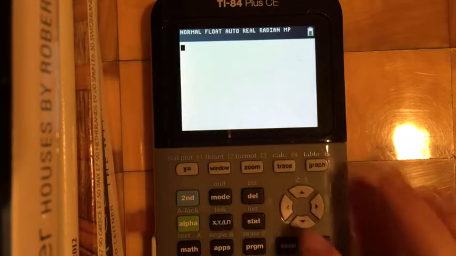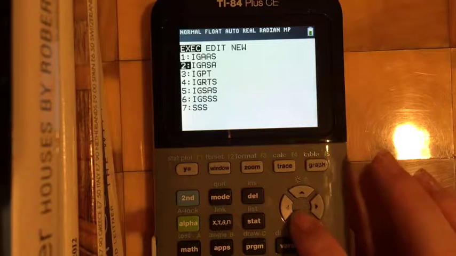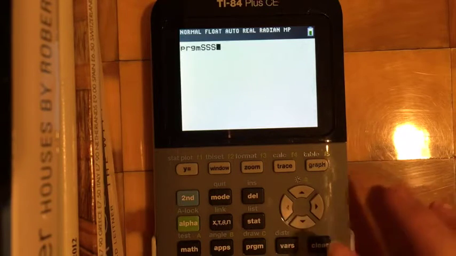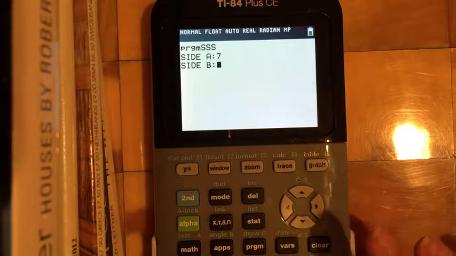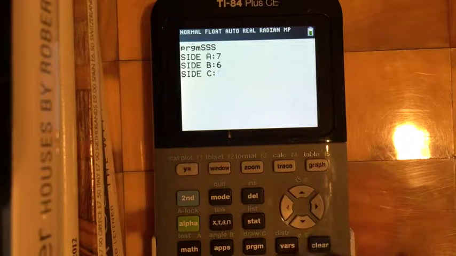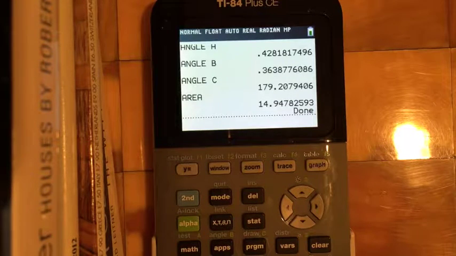Now that we've finished our calculator program, it's time to test if it works. Exit the editing screen and then click on the Program button and scroll down to the SSS program we just created. Input numbers of an SSS triangle and press Enter and watch the calculator compute the answers for you.